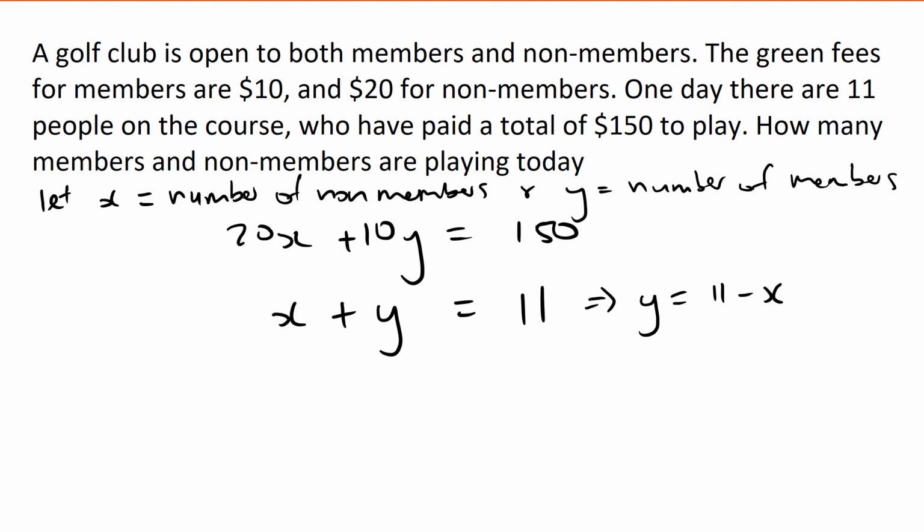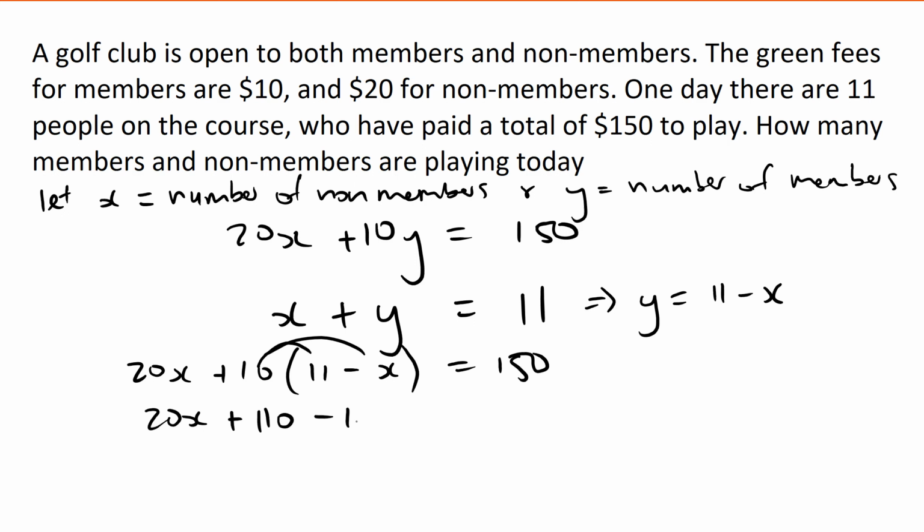So y is 11 minus x. Can you understand why y is 11 minus x? The number of members is 11 minus the number of non-members. Now this here we can substitute into this. We can now write 20x plus 10 lots of 11 minus x is still equal to 150. How are we going to solve that? Expand the bracket. 20x plus 110 minus 10x is 150.